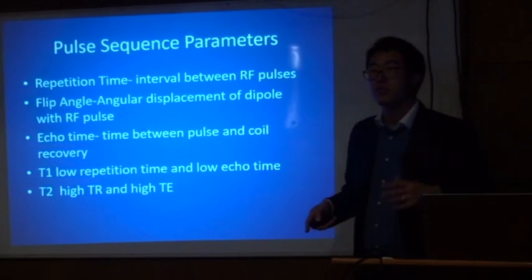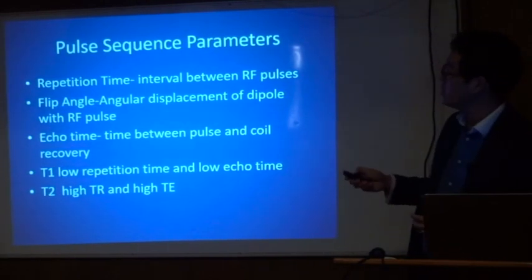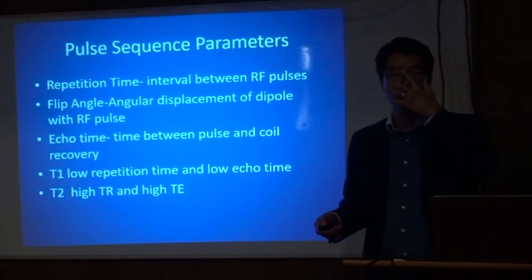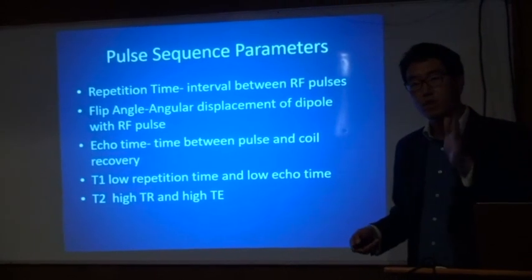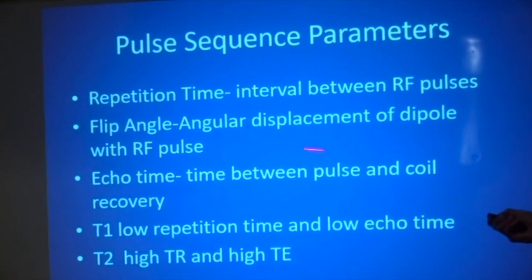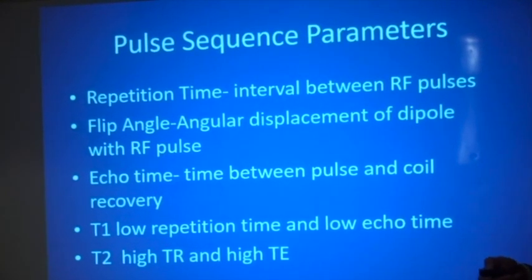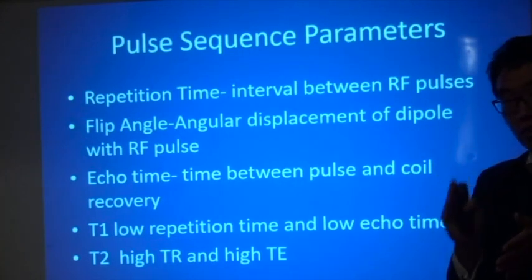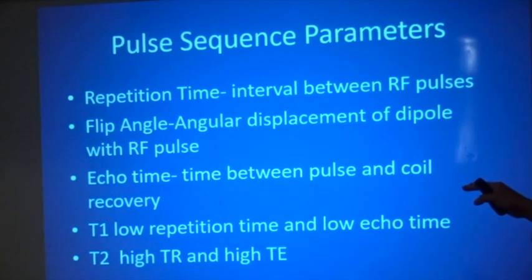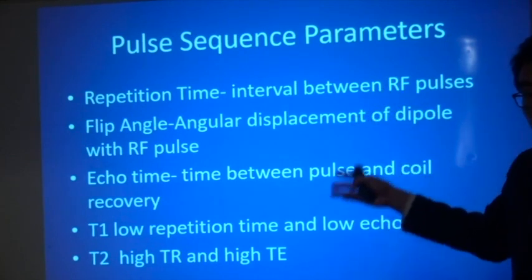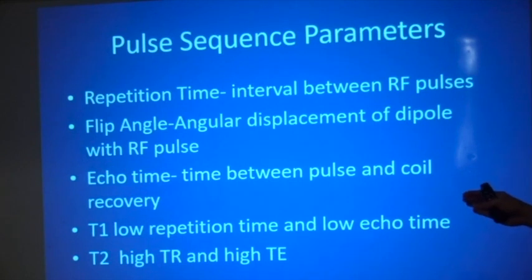So what are the parameters that you should ask for? There's several things you should ask for. So one is the repetition time, which is the interval between the radiofrequency pulses. How often are you shooting your magnet? Second is the flip angle, the angular displacement of the dipole with respect to the radiofrequency pulse. So what angle is it being measured at after which the magnetic pulse is instituted? And third is the echo time between the pulse and coil recovery. How long does it take between those two to recover? These three variables combined together give you T1 versus T2.